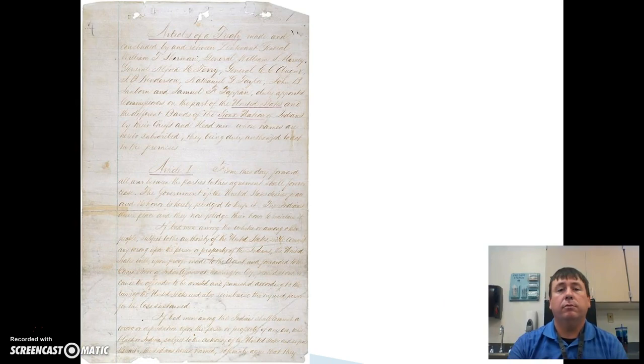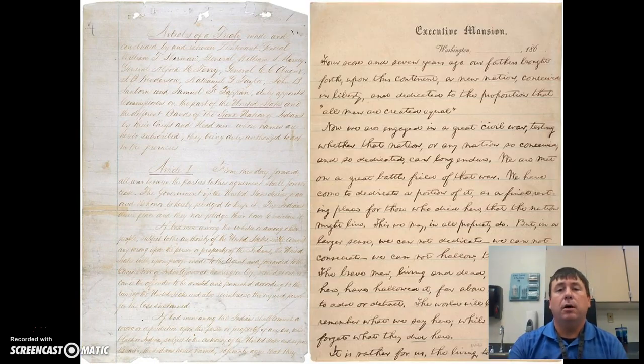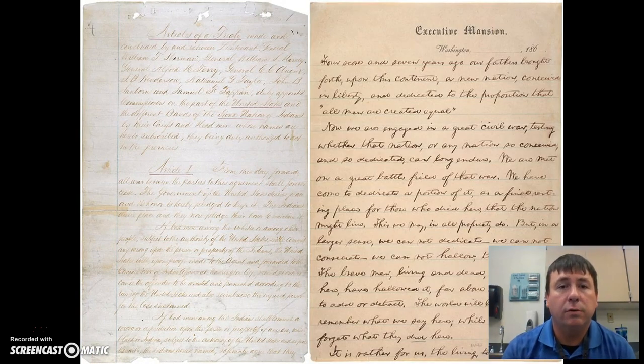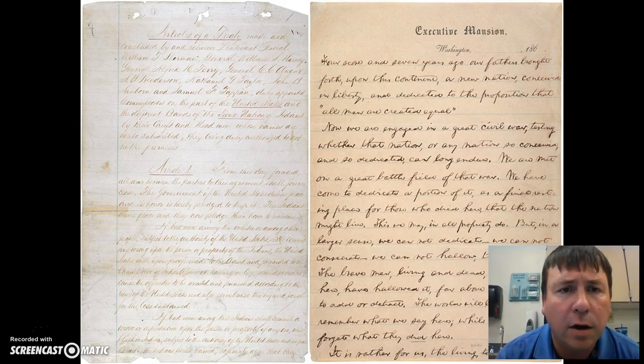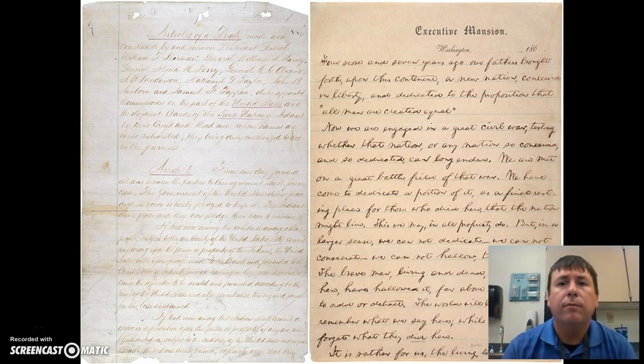Treaties. That would be the actual rough draft of, I believe, the Constitution. Then you have this primary source on the right side here. If you take a look at it, you can tell when it was written. "Seven years ago, our fathers brought forth upon this continent a new nation, conceived in liberty." That would be the Gettysburg Address, and this is Abraham Lincoln's actual handwritten document.